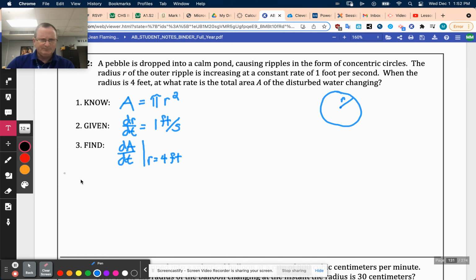All right, so here we go. There are two things I want to do. The first thing I want to do is take the derivative of this with respect to time, because that's exactly what we're trying to find. So dA/dt will equal 2 pi r, oh my gosh, the circumference, that is not a coincidence, and then times dr/dt.